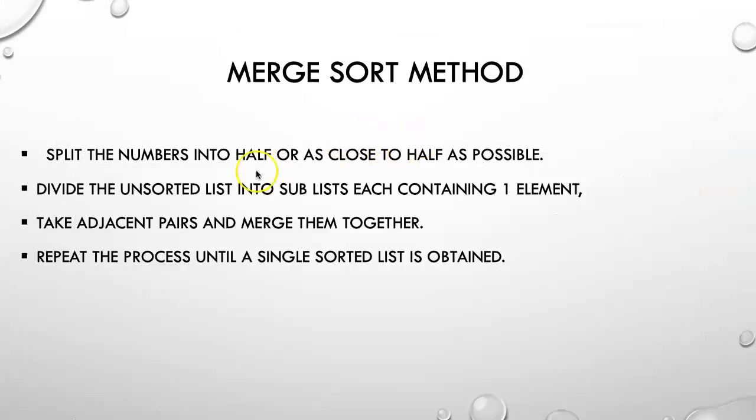In the merge sort method, we split the numbers into half or as close to half as possible. Divide the unsorted list into sublists, each containing one element. Take adjacent pairs and merge them together. Repeat the process until a single sorted list is obtained.